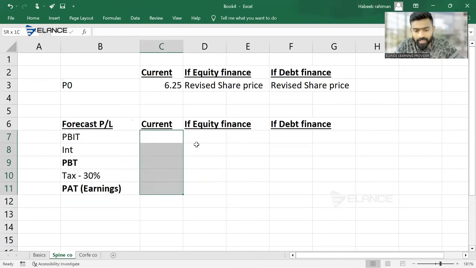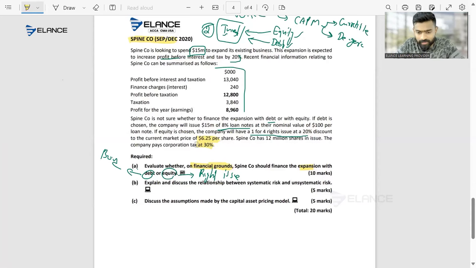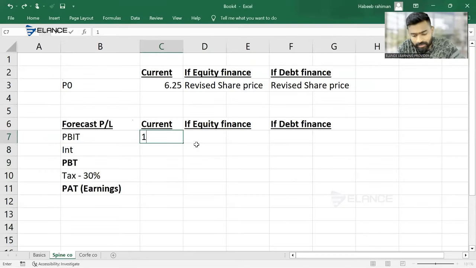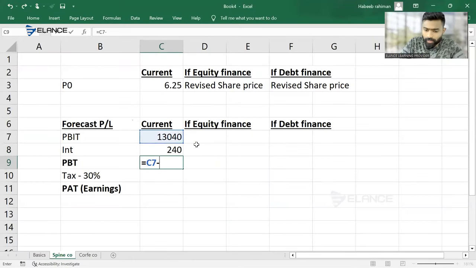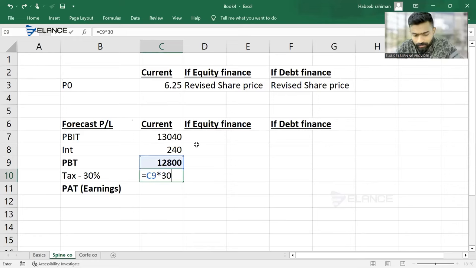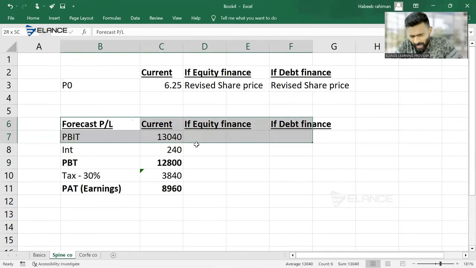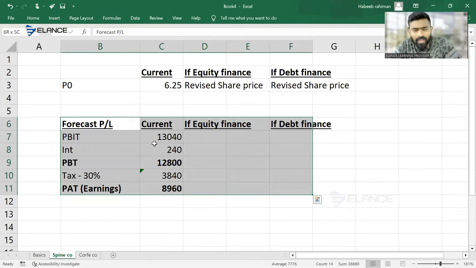Current data is given. From the question, current PBIT is 1340. Current interest is 240. So PBT will be 1340 minus 240. Tax is 30% of PBT and profit after tax is the difference. Please do prepare this format and fill out these figures. Solve till this and comment done.